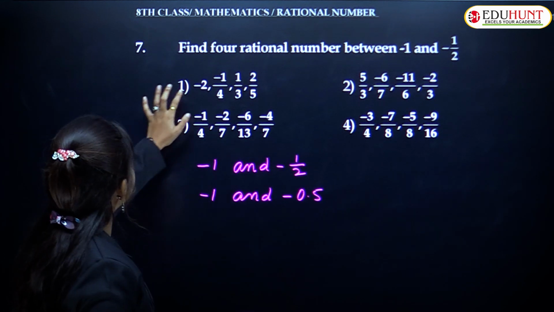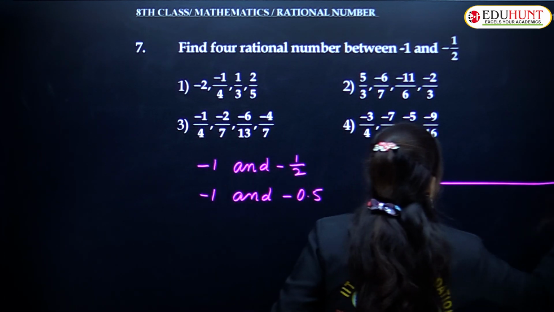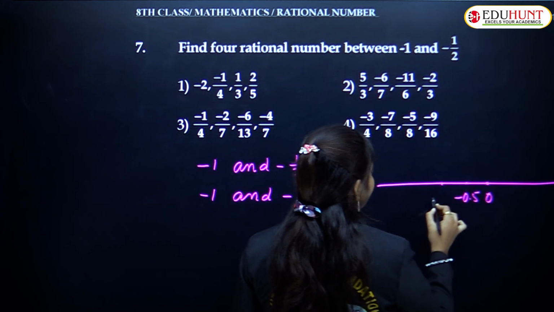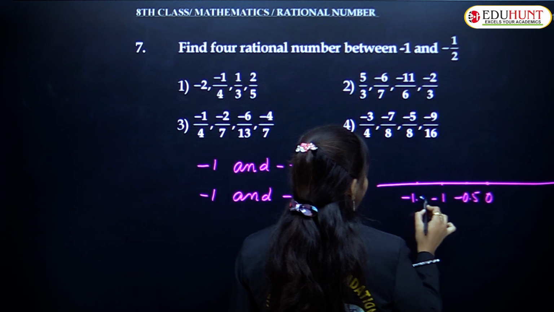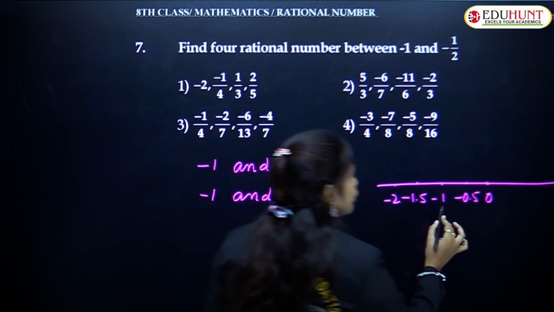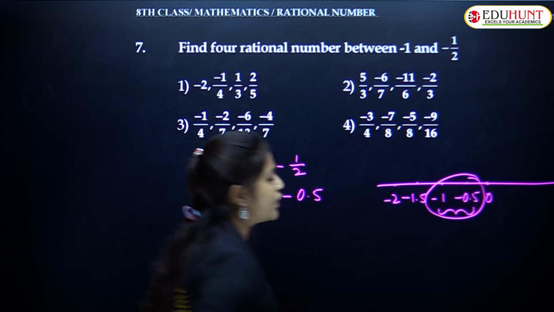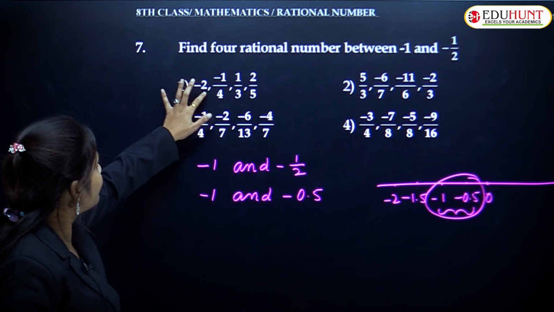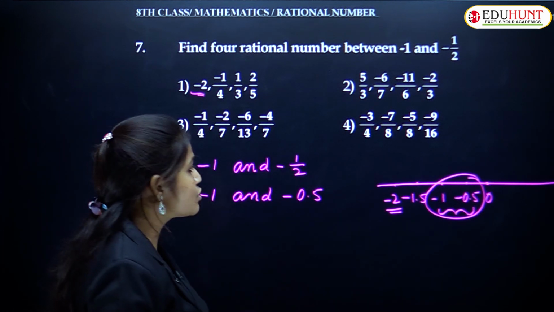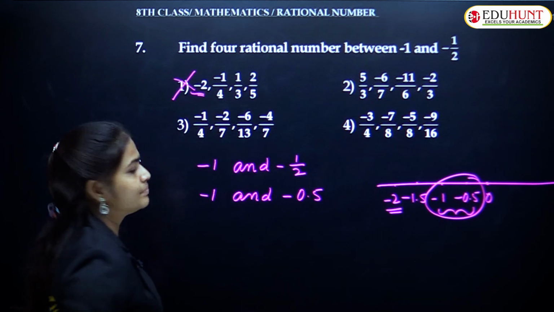So the first option is minus 2. By seeing this one we can say that, I'll draw the number line: 0, minus 0.5, minus 1, minus 1.5, minus 2, like that. We just need to find the numbers which lie in between minus 1 and minus 0.5. But here the number is minus 2. So minus 2 is here. Minus 2 is less than minus 1, no? So that's why this is the wrong option.